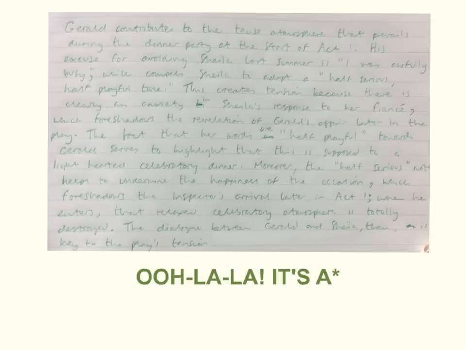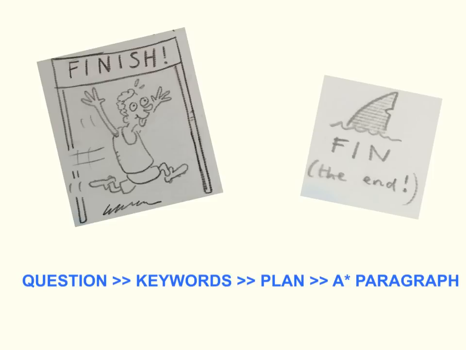That last line that I plonked in, the dialogue between Gerald and Sheila, then, is key to the play's tension. The reason I put that in is just in case the examiner was harbouring doubts that I was focusing more on Sheila here than Gerald. I think that I was focusing on Gerald here, but just to reinforce that, I've linked my last line back to the essay question to ensure that I'm staying task focused. And there you have it.